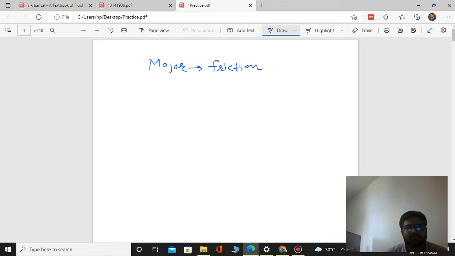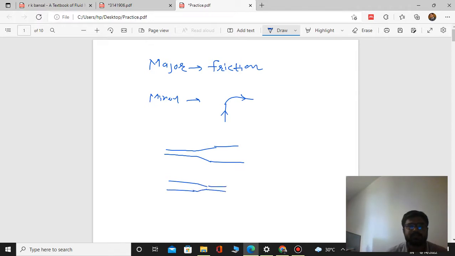And minor loss means in pipeline, suppose there is a bend in pipeline, suppose this is the direction of flow and suddenly there is a bend, so at that time some energy loss occurred. Suppose in pipeline there is a sudden expansion, so then also energy loss occurs. If sudden contraction, then also energy gets lost. So this is basically the difference between major loss and minor loss.